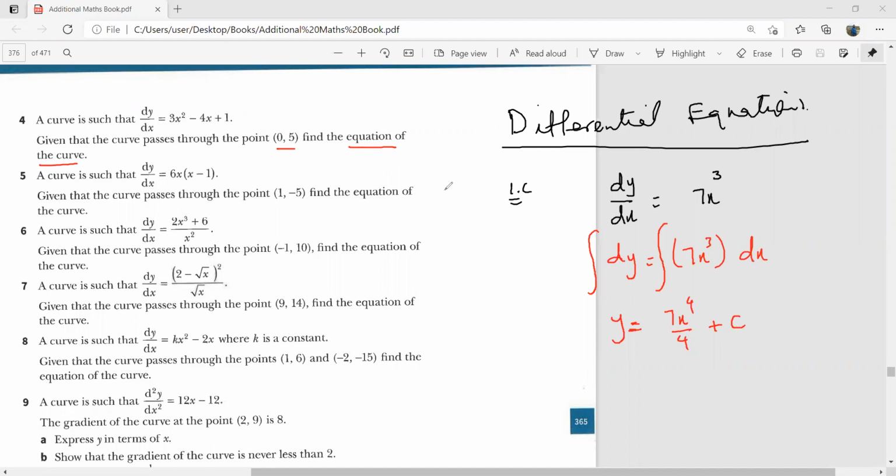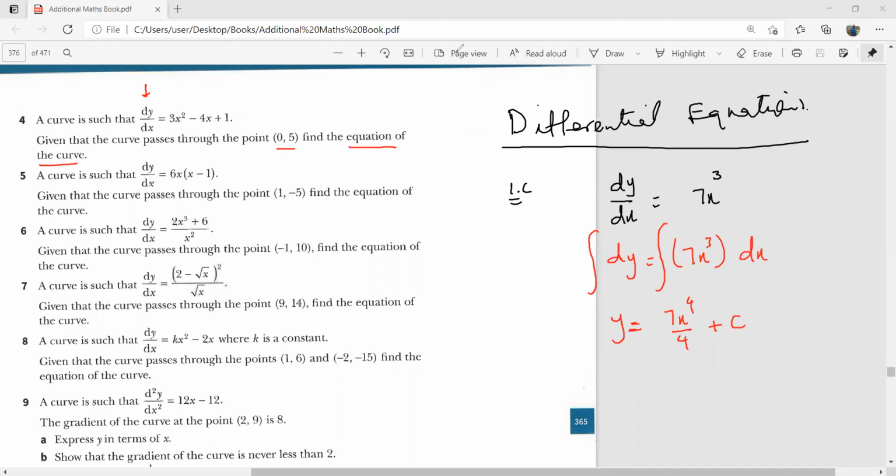Now, the first thing, kids, you must remember that the moment you see this dy by dx while attempting your examination, the first thing that comes to your minds is the equation of a tangent, because you have learned that dy by dx gives you the gradient of the tangent. But please see that he's asking for the equation of the curve, not the equation of the tangent. So how to solve that?